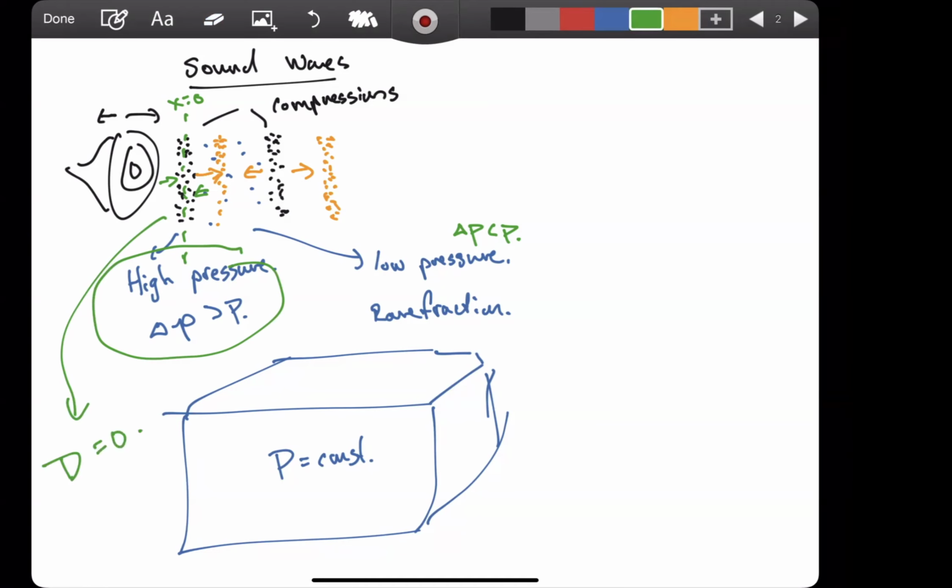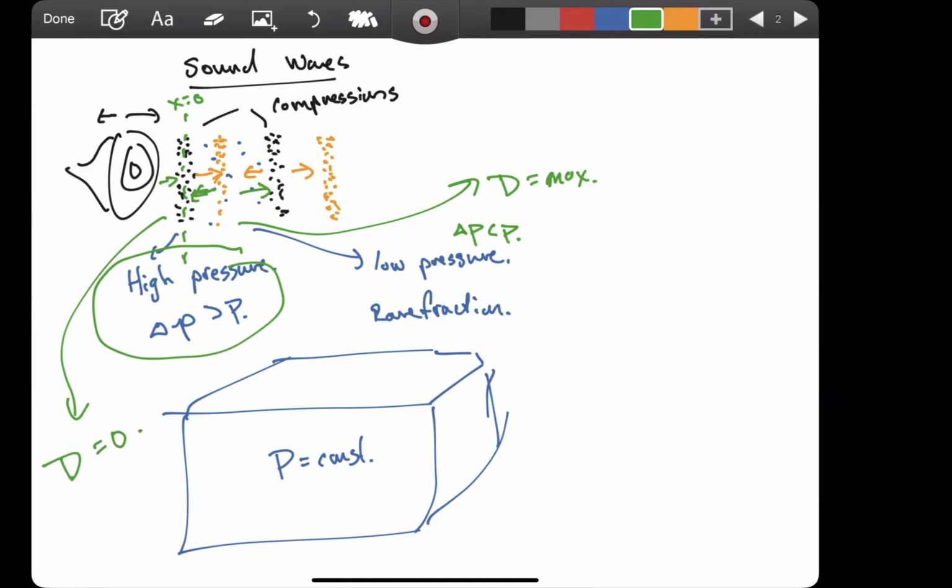Now, when it comes to the rarefactions, since all these particles are being pushed inward and these ones are being pushed in this direction, that means they're going to have maximum displacement. So in our rarefactions, our displacement will be equal to a maximum, right? Even though the pressure will be low in this case.